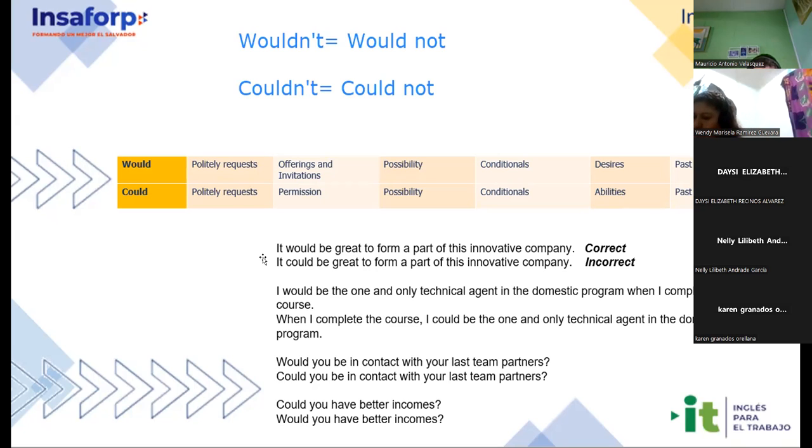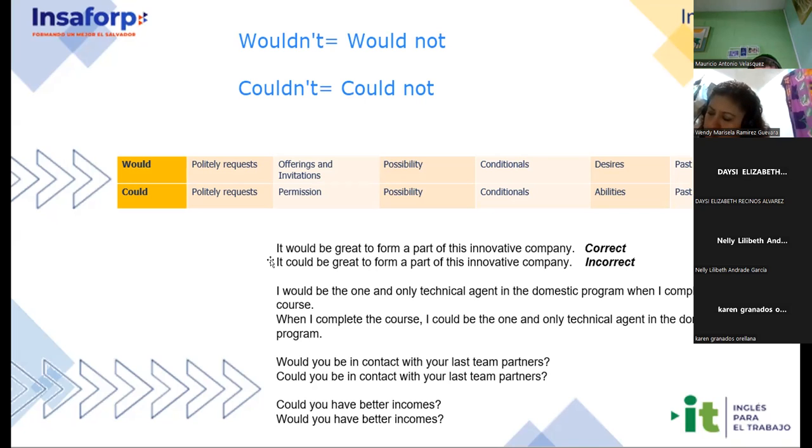A ver, ¿dirán lo mismo o darán la misma idea? ¿O ven alguna diferencia entre los dos? Sí, uno es como una posibilidad y el otro es como un deseo, un querer. All right. En ese caso, would sería el que nos da el deseo, miren. Would es el que nos da o expresa como el deseo, ¿verdad? Pero como un deseo definido, ¿verdad? Un deseo, algo que yo sí quiero, ¿verdad? Que está más cierto que incierto, ¿ya?